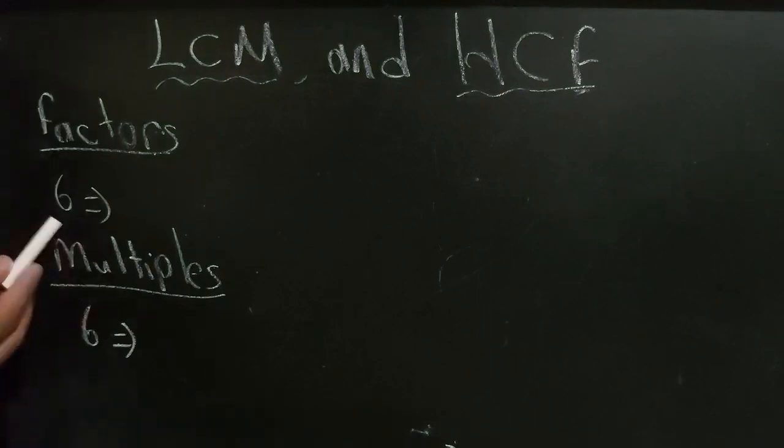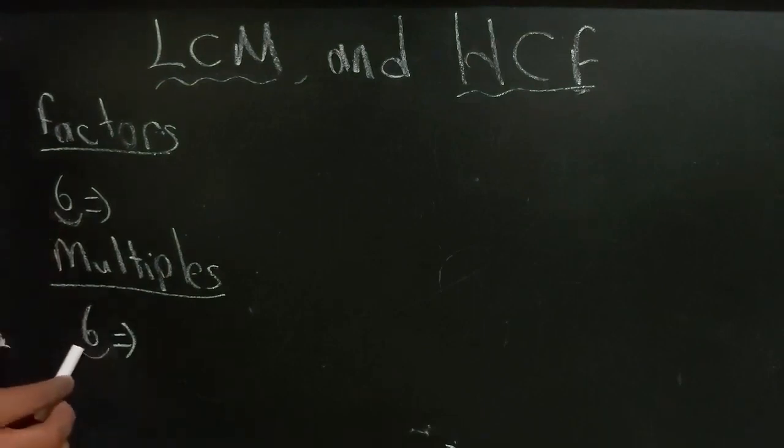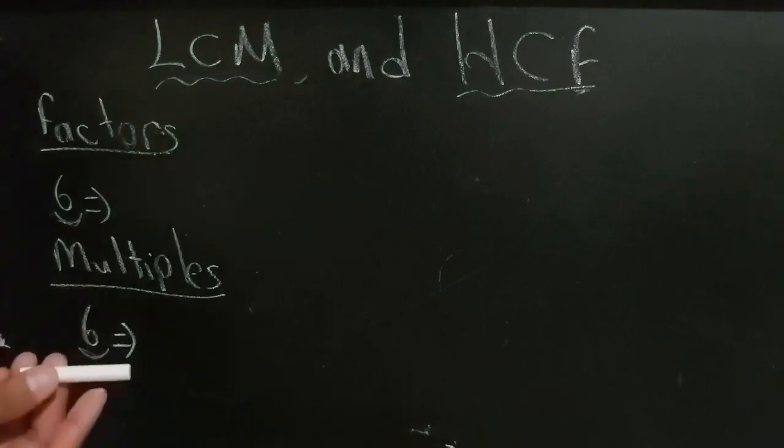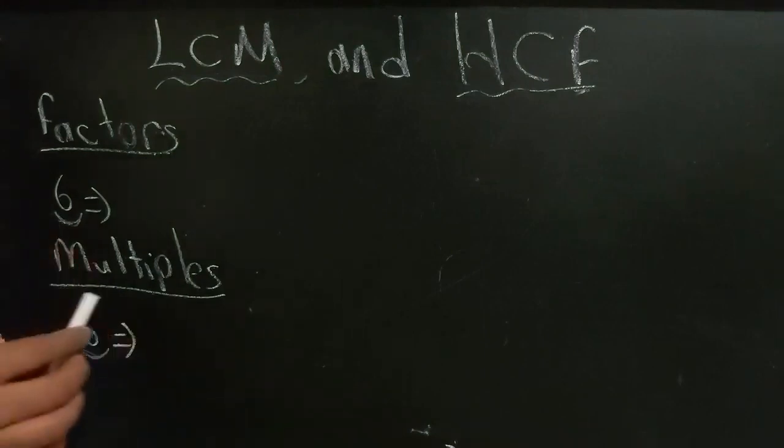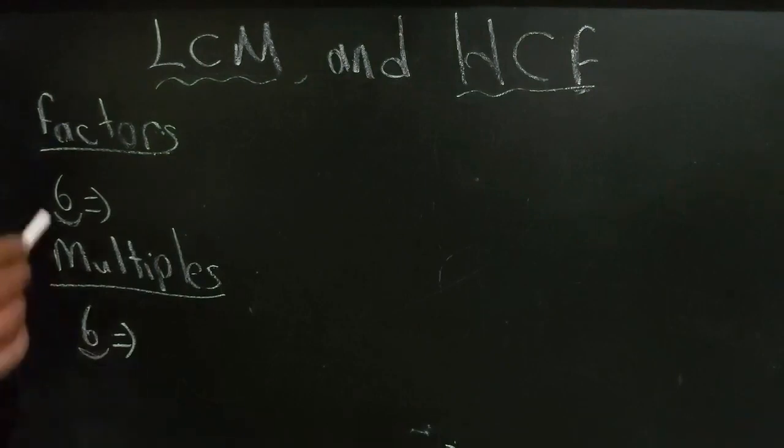So factors: if any number is dividing your number with remainder 0, that number is a factor of your number, whatever we have there. And for multiples, when you take your number and multiply it by any number, that result is going to be a multiple of the number. I took 6 for both of them to show you the difference between them.